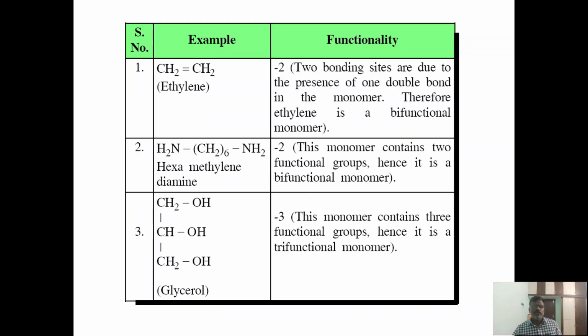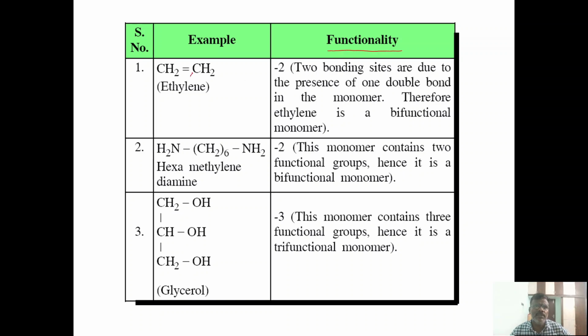These are some examples of monomers at the left side. That is ethylene, hexamethylene diamine, and glycerol. Ethylene has a double bond, hexamethylene diamine has two amine groups, and glycerol has three OH groups. In polymers, we use the term functionality. Functionality is nothing but the number of reactive sites. You can see here, functionality is the number of reactive sites. For ethylene, we have a double bond.